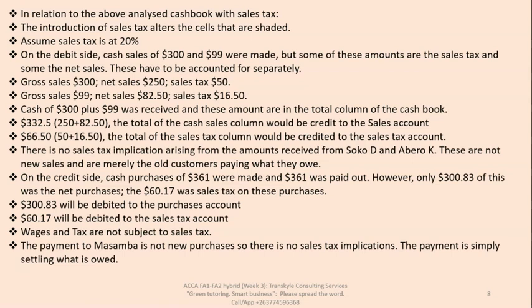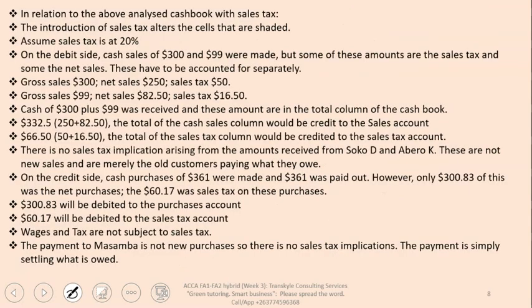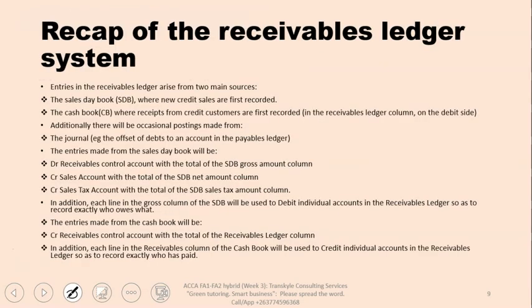Cash of 300 plus 99 was received, and this amount is in the total column of the cash book. All right, we've got these 399. That's the total column of the cash book. Then 332 plus, okay, that's 250 plus that one. The total of the cash sales column would be credit to the sales account.